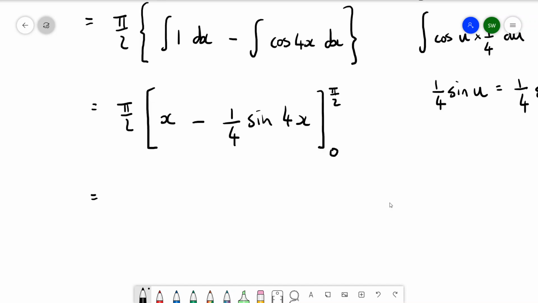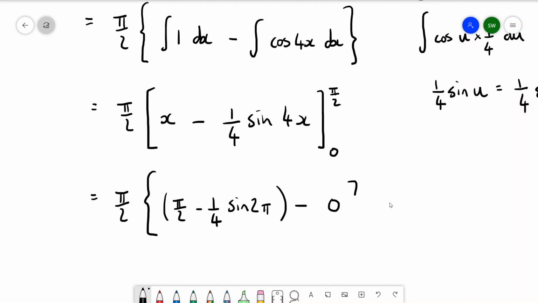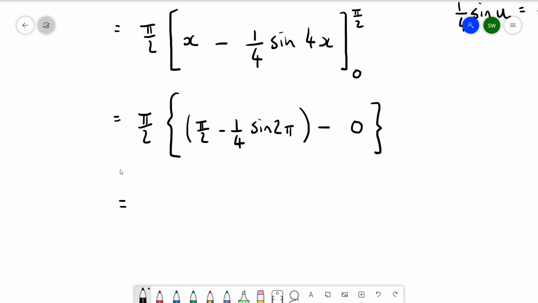So finally for this question, all we've got to do is sub in the top limit and the bottom limit. So if we sub in the top limit, we're going to have pi over 2 minus a quarter sine of 4 times pi over 2, which is 2 pi, and subtract, what do we get when we sub in 0? Well, we're just going to get 0. So sine of 2 pi is 0, so we're just going to end up with pi squared over 4 if we multiply that out.